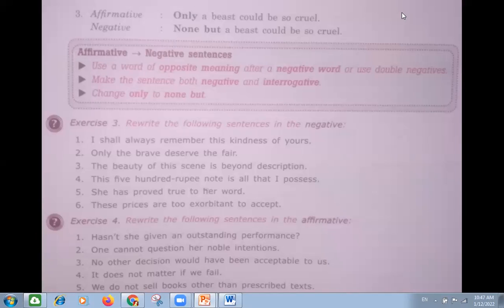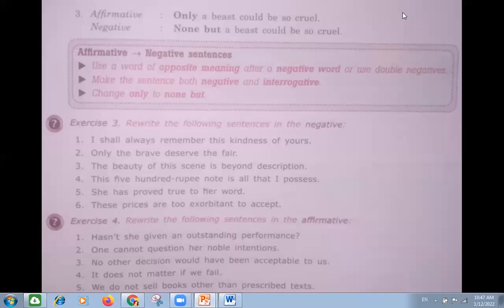One cannot question her noble intentions. You need to be careful, everyone, while answering the question. Afreen, Kanishka, they have spoken. Let's go to Sanchi now. Very good. You people are trying. Now Sanchi's turn. Good morning, sir. Yes, good morning, Sanchi. Tell me the answer. What should be the answer of this question?